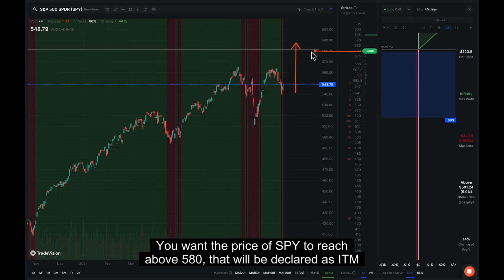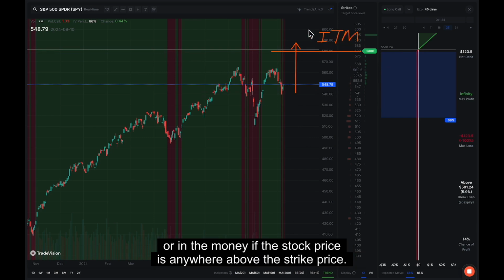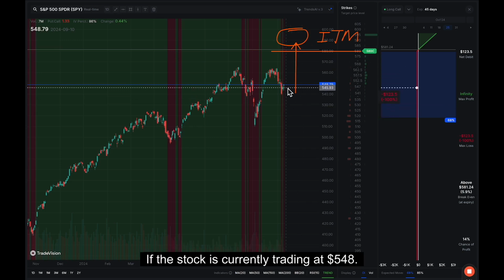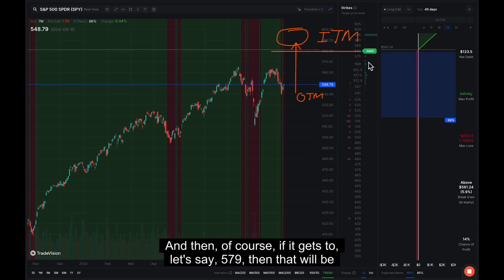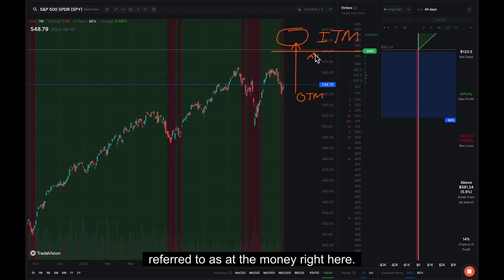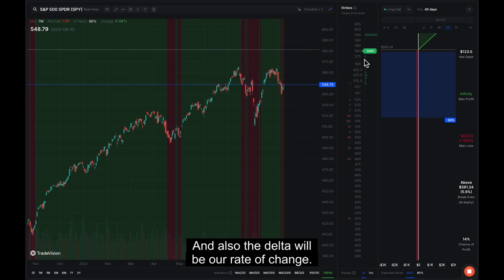You want the price of SPY to reach above 580. That will be declared as ITM, or in the money, if the stock price is anywhere above the strike price. If the stock is currently trading at $548.79 and we buy this 580 call, we are now purchasing an out of the money call. And then, of course, if it gets to, let's say, 579, then that will be referred to as at the money right here. Okay? And also the delta will be our rate of change.